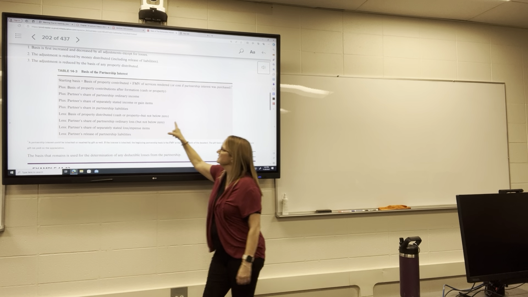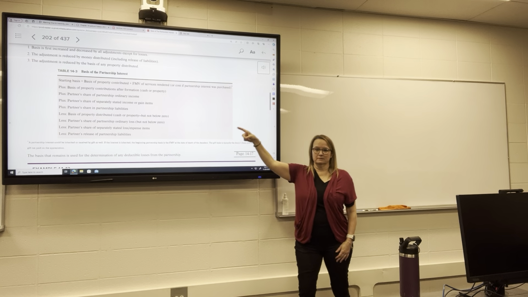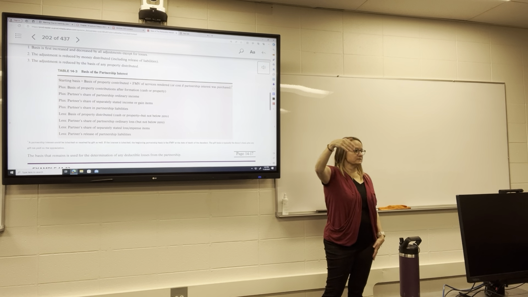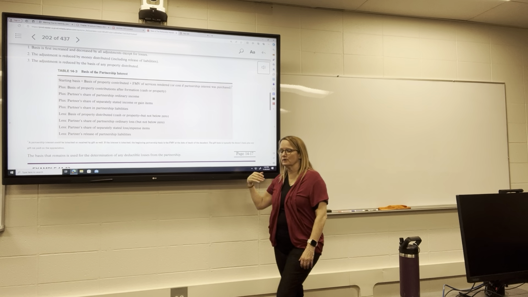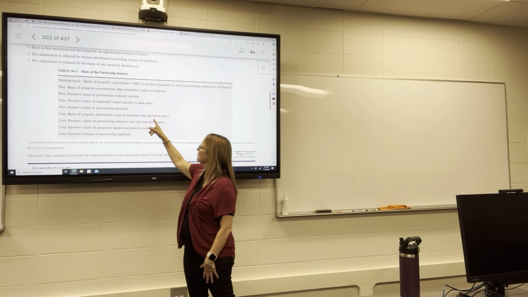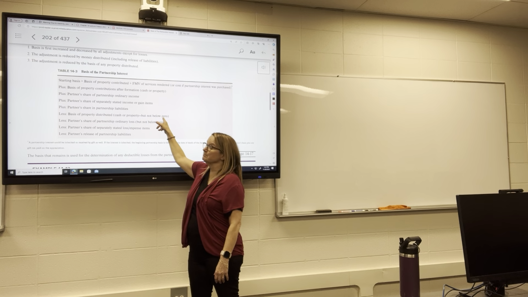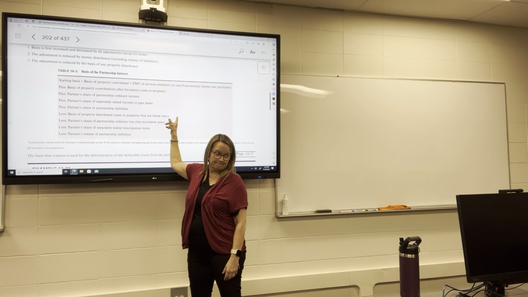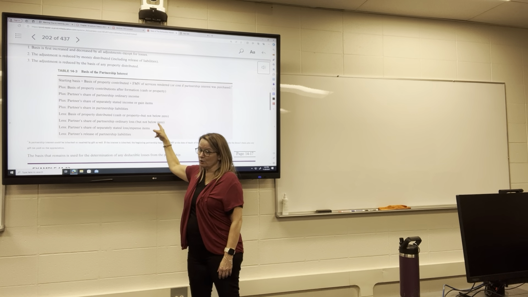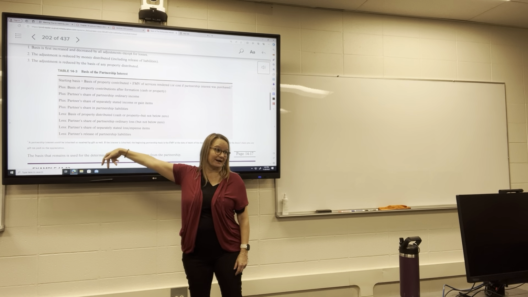Basis of any property distributed. So any cash that was distributed or any property, whatever the fair market value of that property is, the basis of that, but not below 0. Remember, you can't go below 0. If you get to 0, then any amount over and above that, you're going to have to pay some tax on it.